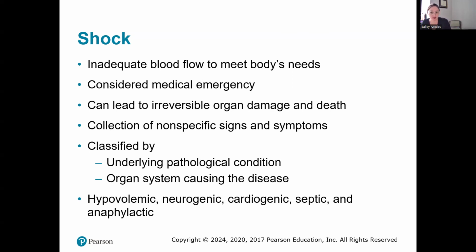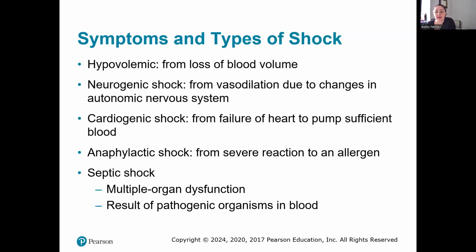So if it's my heart, it's cardiogenic. If it's my brain, neurogenic. Hypovolemic is a loss of blood volume. Now this is not just like, oh, I'm dehydrated. Oh no. This is severe dehydration. This is I've lost all my blood. I've been stabbed multiple times and I have no blood left. Neurogenic shock is from vasodilation due to changes in the autonomic nervous system, like a spinal injury or a brain injury, and now my brain says, crap, I don't know what to do anymore, and so it causes vasodilation. Cardiogenic shock is failure of the heart to pump blood sufficiently.